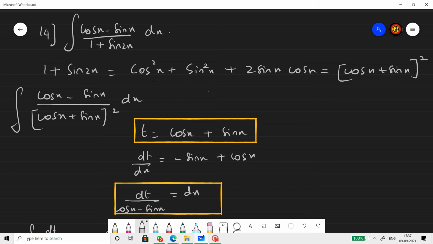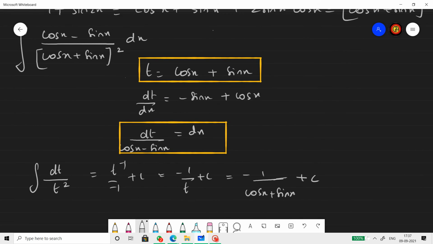Now this is in the form a square plus b square plus 2ab, which is a plus b the whole square, nothing but cos x plus sin x the whole square. So the denominator becomes cos x plus sin x the whole square. Now use the substitution method. Take t as cos x plus sin x. dt will cancel the numerator. So it will be 1 by t square into dt. Now start integrating it. Substitute t back into the answer.